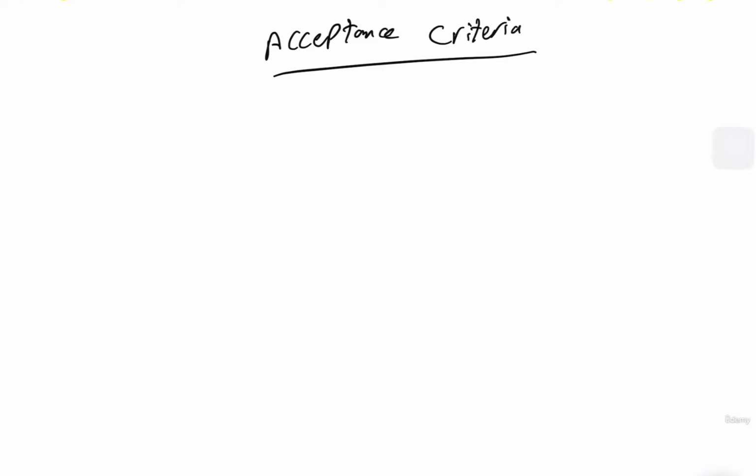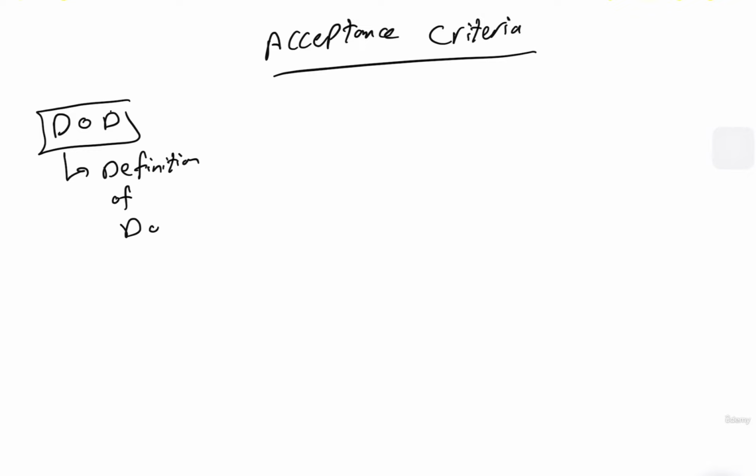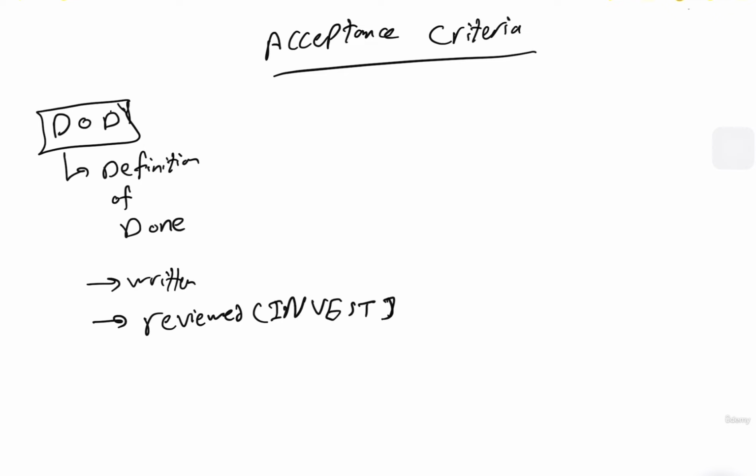We have an important definition in Agile, which is DOD. It means definition of done. So any user story should have a definition of done. We cannot say that this user story is done until it's written first. It also should be reviewed. Like we said, we have the INVEST technique to review the user story. Also, all tasks that are required for this user story are written.